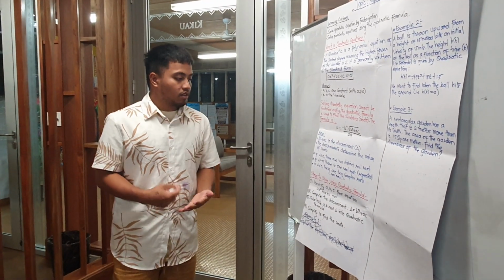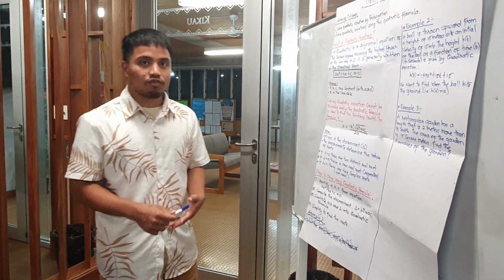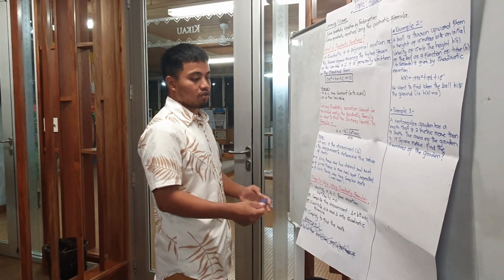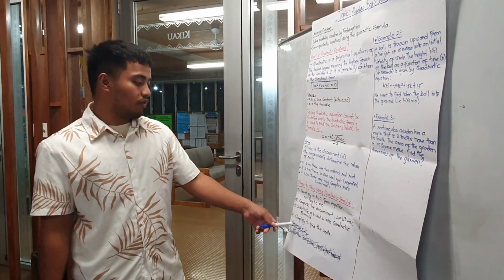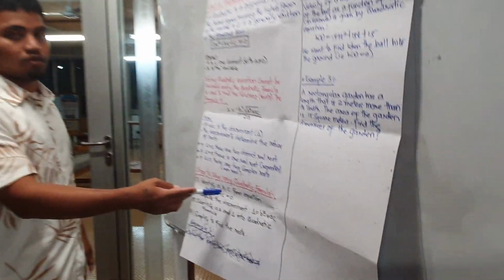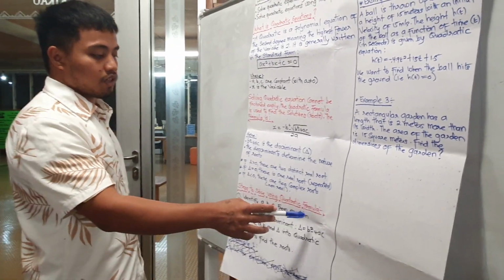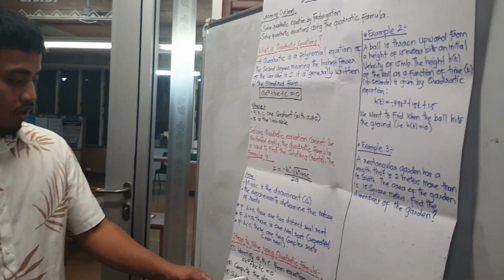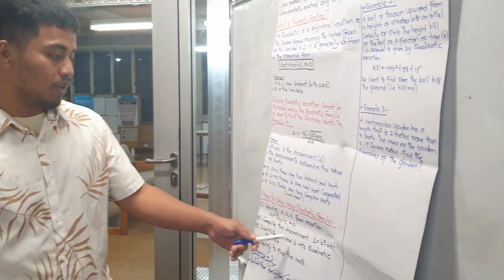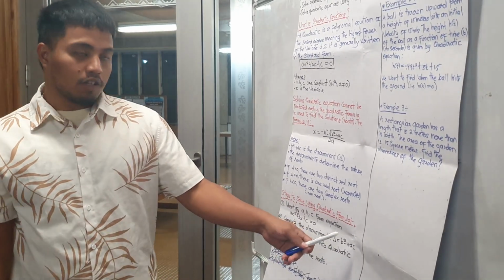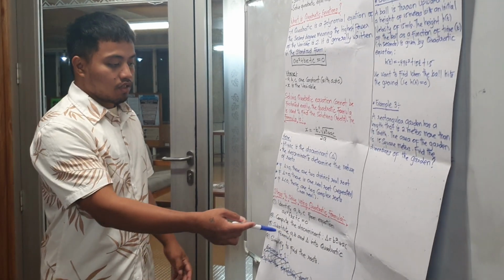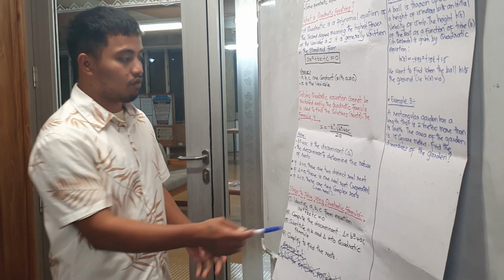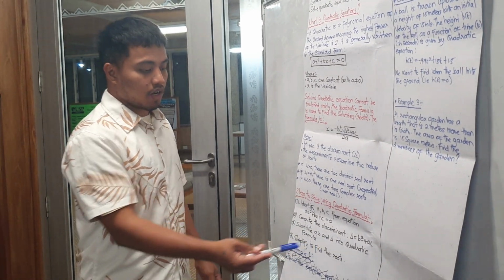There are some steps to solve using the quadratic formula, four steps in total. The first step: identify a, b, and c from the equation ax squared plus bx plus c equals 0. The second step: compute the discriminant, b squared minus 4ac. The third step: substitute a, b, and the discriminant into the quadratic formula. The last step: simplify to find the roots.